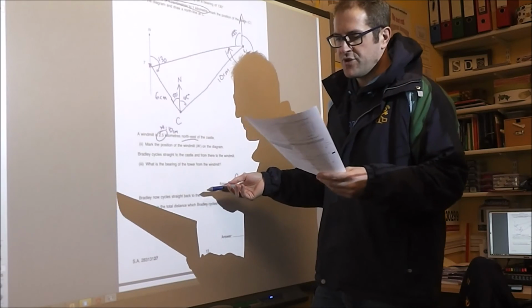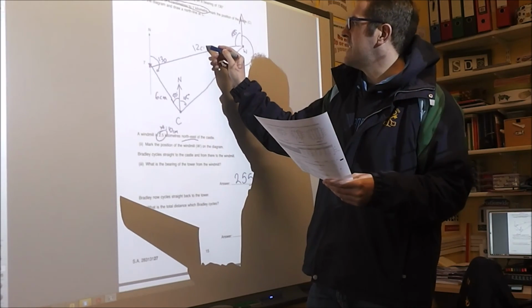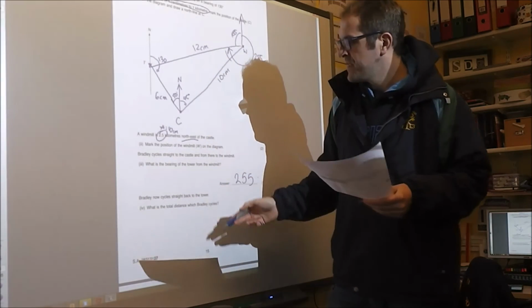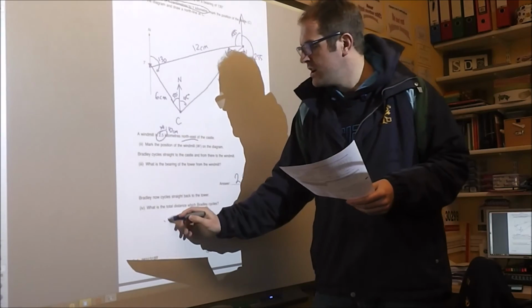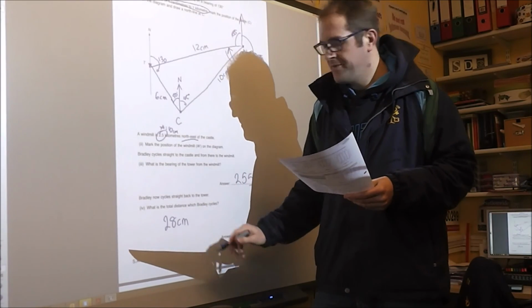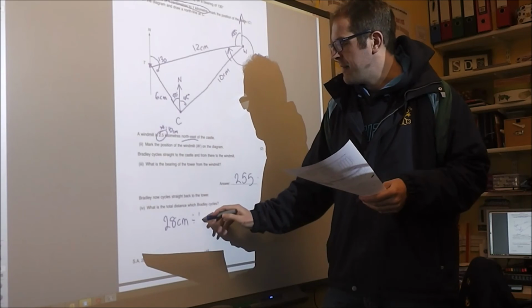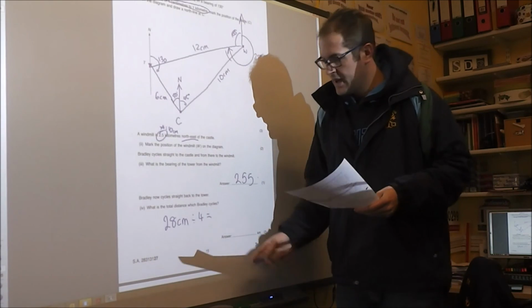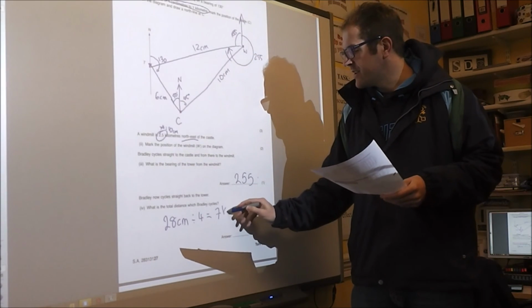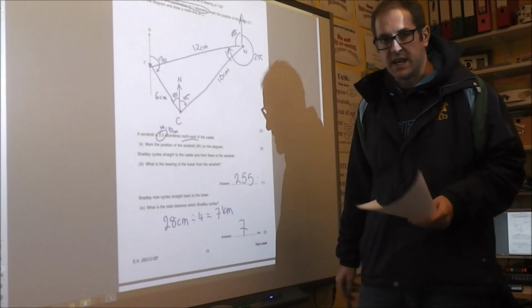Total distance he's travelled, well, that measures out to be 12 centimetres. So in total he's done 28 centimetres. But how far is that in kilometres? If you divide it by 4, you'll get 7 kilometres that he's travelled.